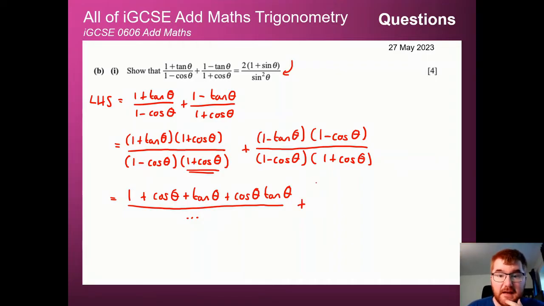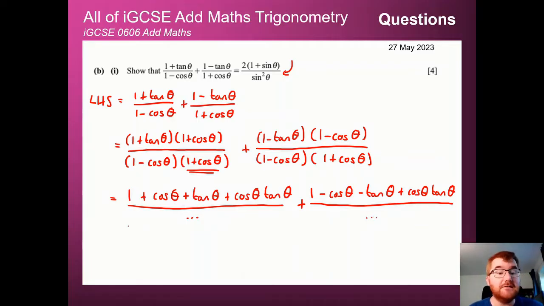And if we do the same thing here, we get, well, a 1 here. We get a minus cos theta minus tan theta. Remember, two minuses here make the plus, so we get plus cos theta tan theta. And because we have the same denominator here, we can just add the tops together. So notice we have a cos theta and a minus cos theta, so they cancel, plus tan theta minus tan theta, that cancels. So we're left with here, 1 plus 1 is 2, and then on the top here we get 2 plus 2 cos theta tan theta.